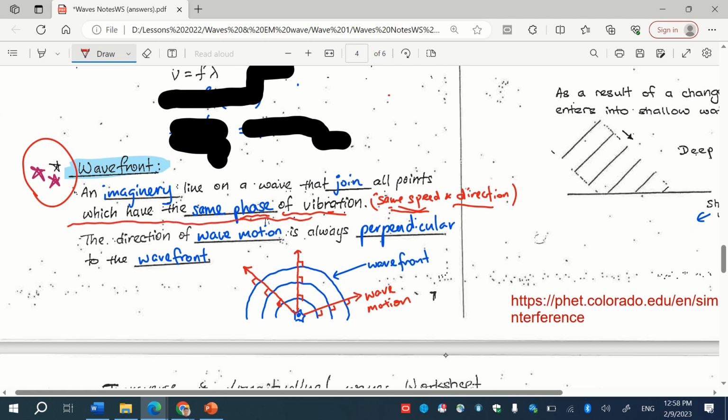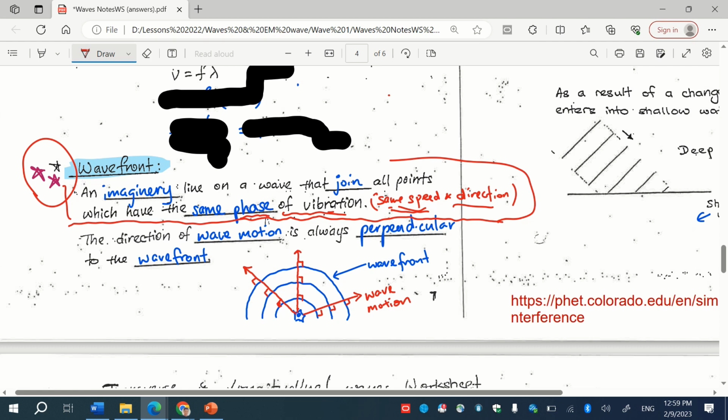The one at the bottom is not so important. Okay, the definition of wavefront. So only this front part you need to memorize by heart. The one below is just for awareness. This one is just for awareness.